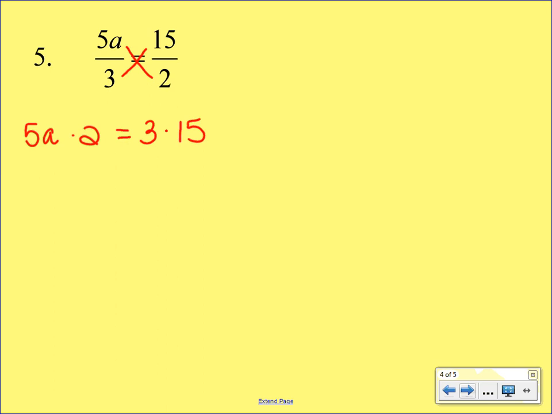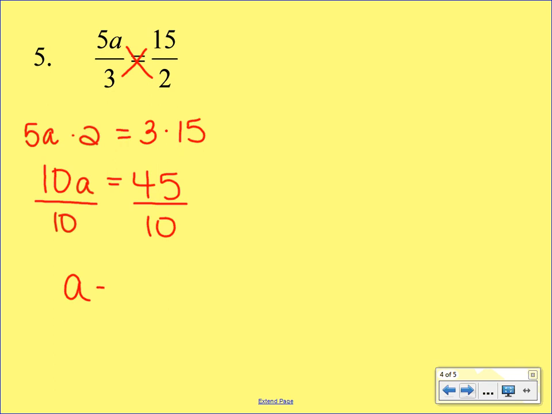So if we simplify, we get 10a equals 45. Divide both sides by 10. And a equals 4.5. Now this is a change. In the past, we've been forcing you guys to write everything as a fraction answer. For this unit, we haven't worked with decimals a lot, so we're actually going to go ahead and use decimal answers. So if you ever get a fraction that is repeating or has lots of decimal places, we're just going to ask that you round to the nearest hundredth. So you will be allowed to use decimals.